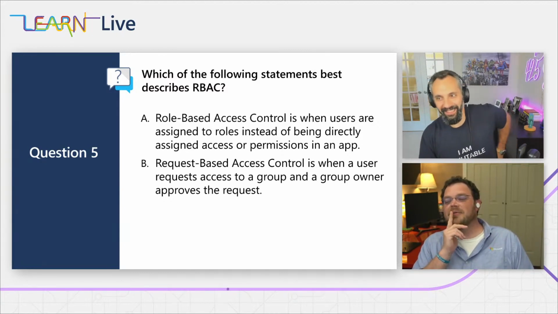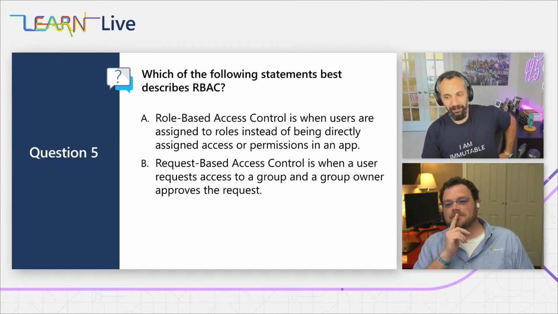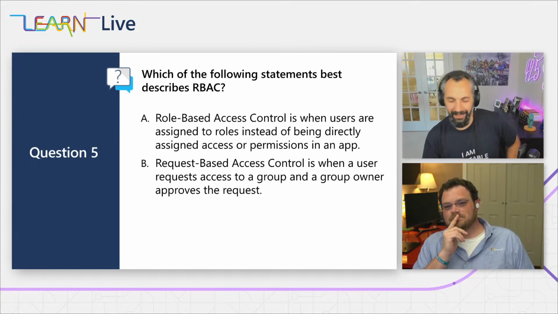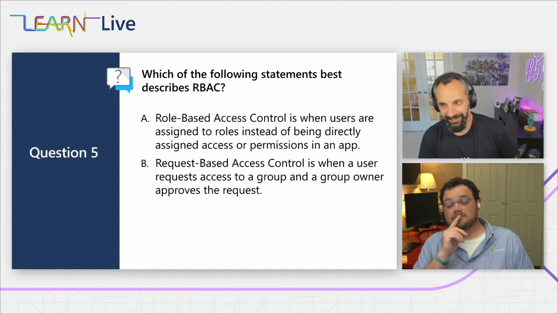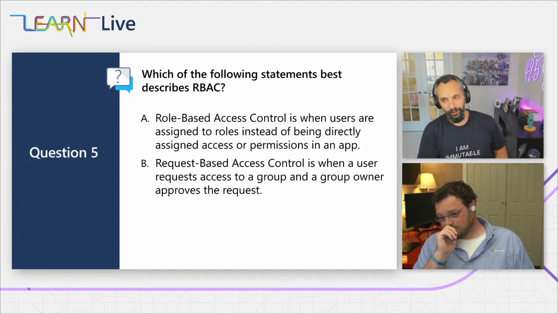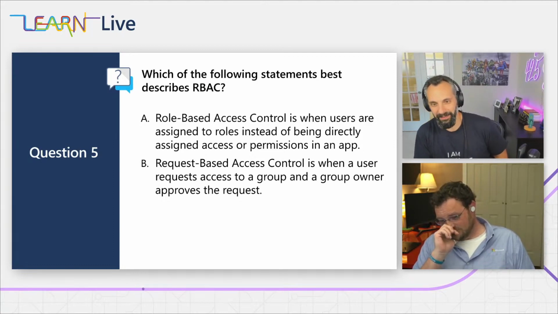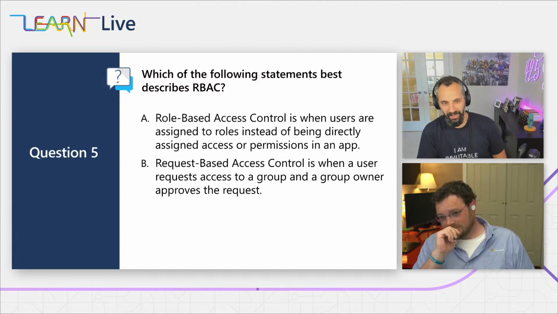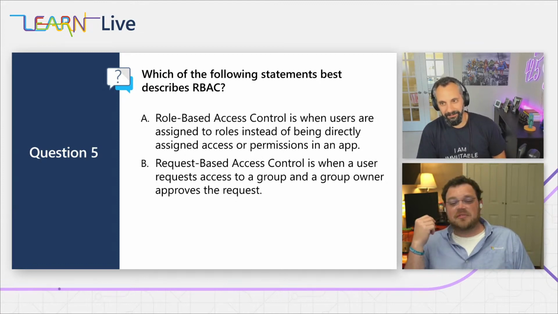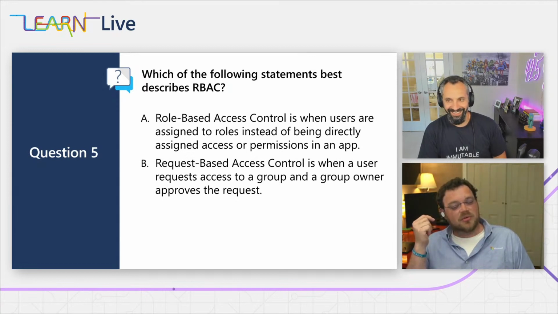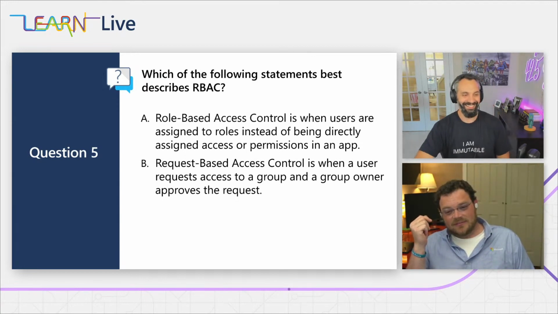Yeah, that would have been close. That can be confusing because my app is a resource and I need to access it. But based on what we've been discussing about roles, it has to be A, because RBAC, at least in this context, is role-based access control. I think we've said the word role far more than we've said the word request today.